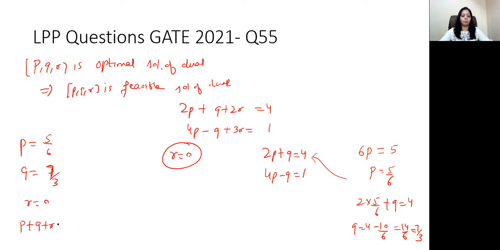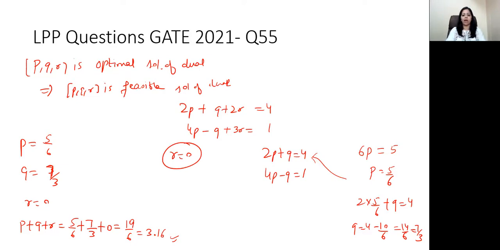Now all of you can compute p plus q plus r. So this is 5 by 6 plus 7 by 3 plus 0. So this will give me 14 by 6 basically. Sorry, 14 plus 5, 19 by 6. Yeah, so this will be 3.1 something, right? So it will be 3.16. Yeah, so that is the answer. So you can round off to two decimal places. Now it's already rounded to two decimal places. So that's about it. That's how you solve these kind of questions.